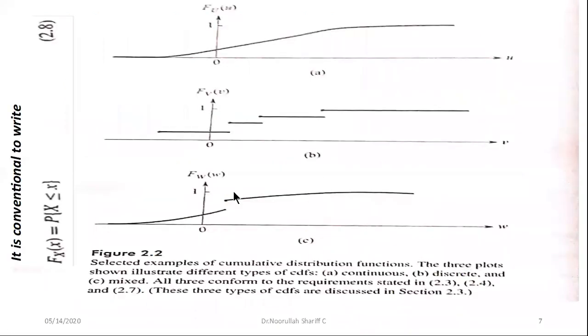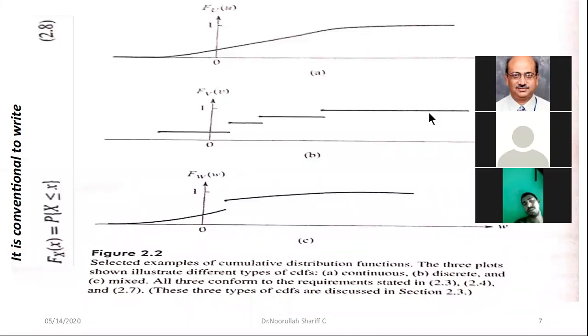So, we have examples here. Again, here I have written the same thing. It is conventional to write F_X(x) is equal to p of X less than x, which is there in 2.8. These are just selected examples of the cumulative distribution function. We generally divide them into 3 different types. Continuous, wherein there will be continuity over here, it can take any value, whereas we can take only discrete values here, here, and here, fixed values, and similarly the other can also take fixed values over there, right?